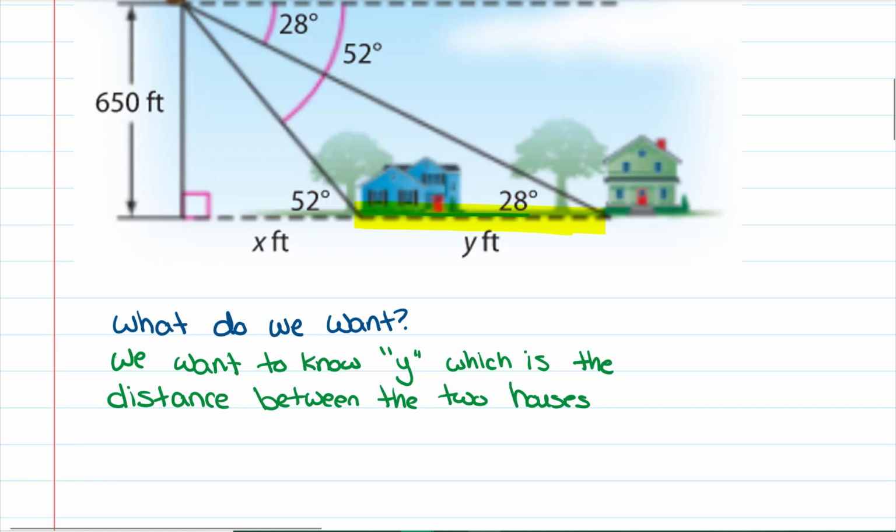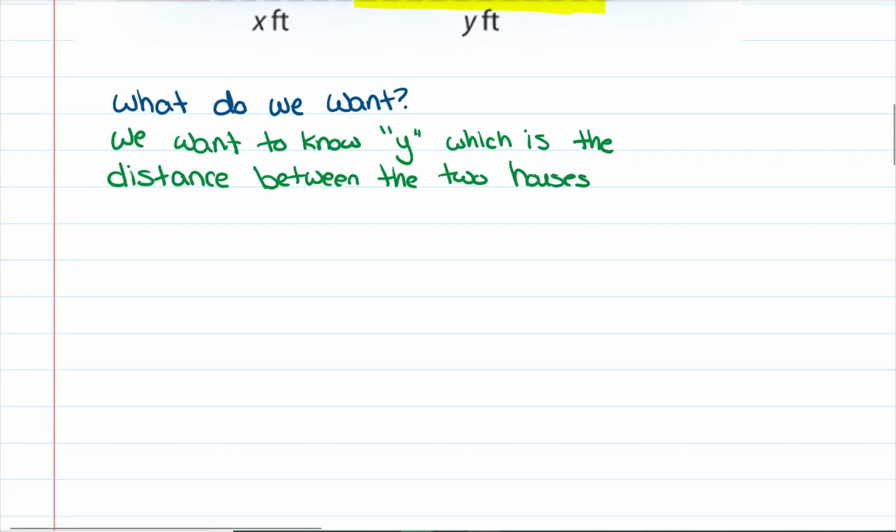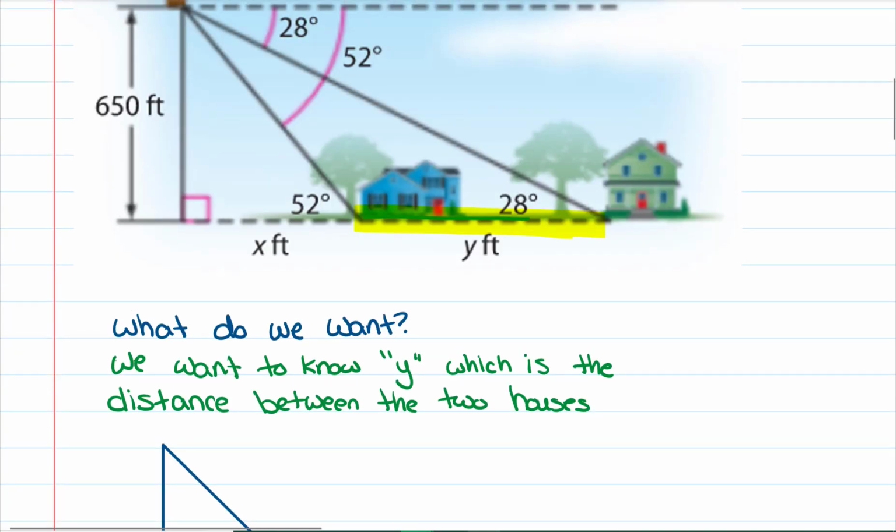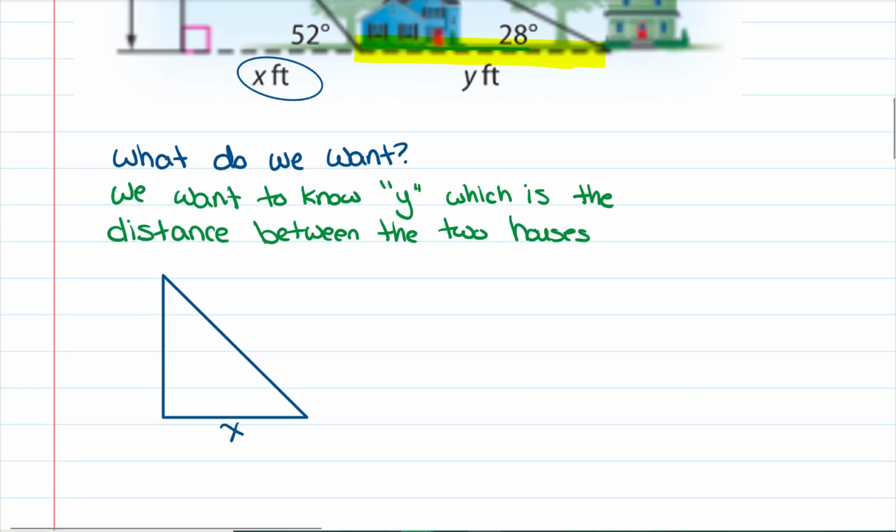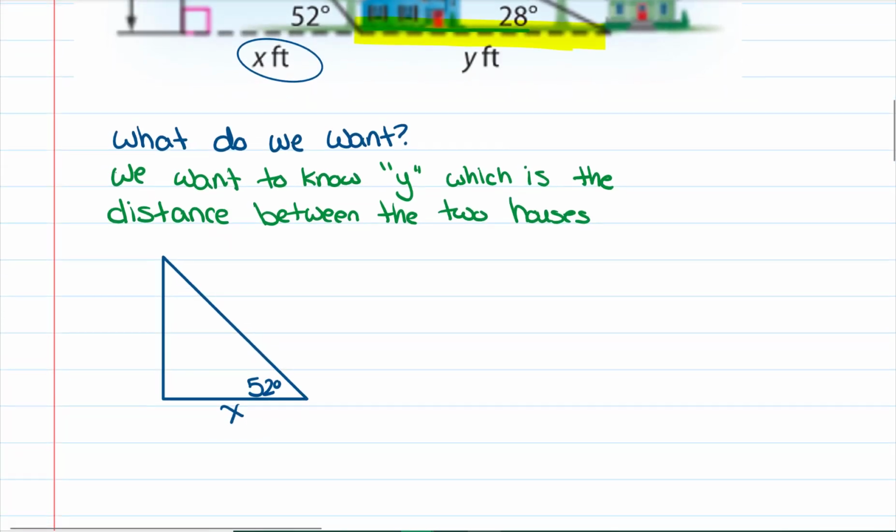So what I like to do then is just right below it, I'm going to draw my little triangle, which looks like this. And that is this inside triangle, so the bottom of it is x. My angle is 52 degrees, and my height is 650 feet. That's just from the problem. Now I'm going to draw a second triangle in.